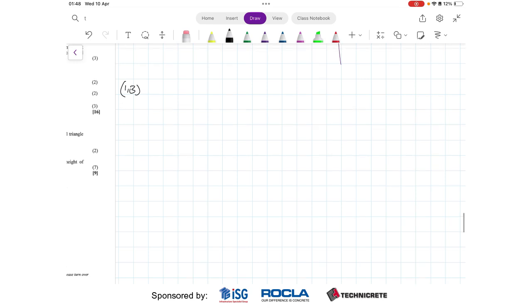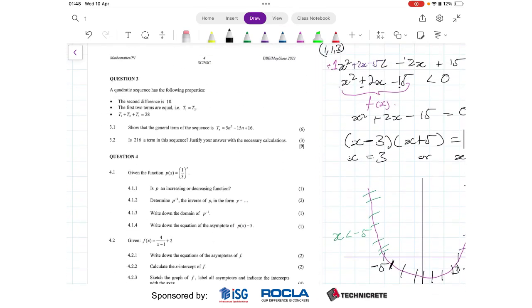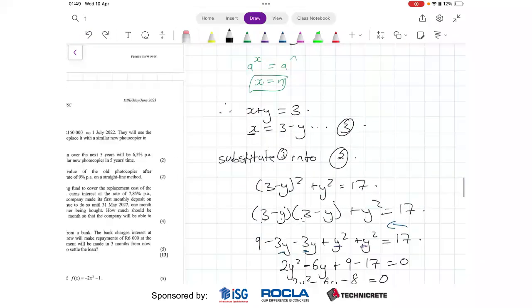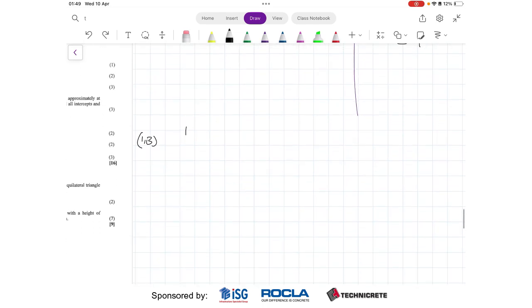Now we have, let me look at the question. What does the question say? Okay, we must determine without the use of a calculator the value of all of that, right? How are we going to do that? Let me just write it out real quick.